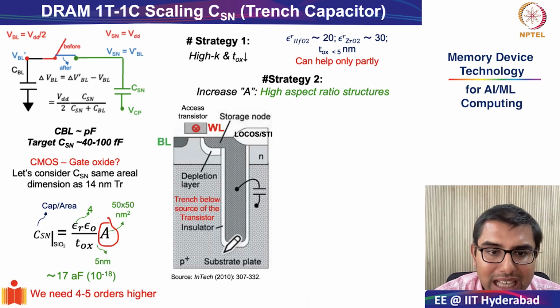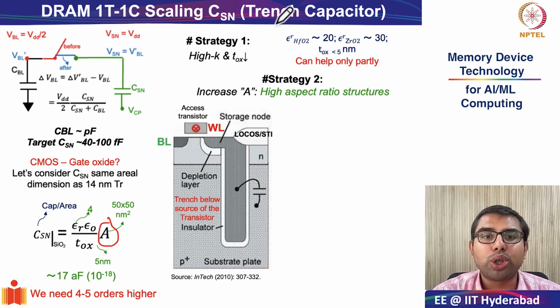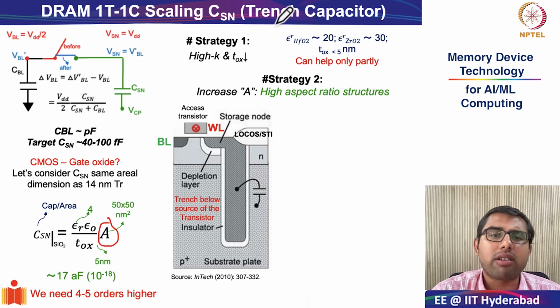So this is a high aspect ratio structure, and the first technology to develop these high aspect ratio structures was called the trench capacitor. We'll soon discuss why it is called trench capacitor.